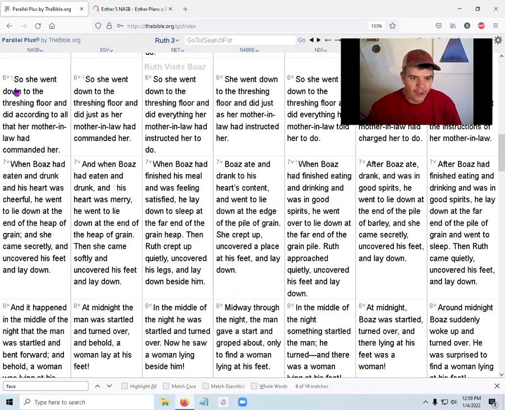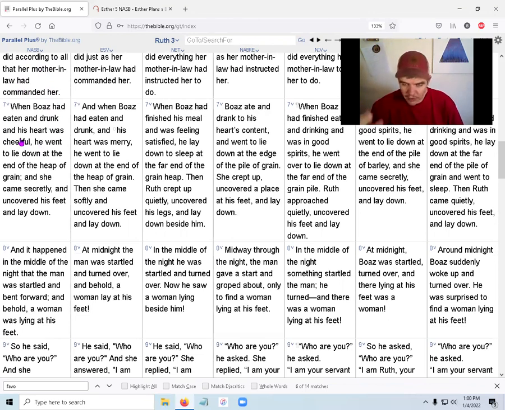So Ruth went down to the threshing floor after she got all dolled up, I guess, and did according to all that her mother-in-law had commanded her. I'm guessing she didn't go to the threshing floor and then get all dressed up and pretty. I'm guessing she got dressed up pretty, then went down there and did all that her mother-in-law had commanded her. What did her mother-in-law command her?